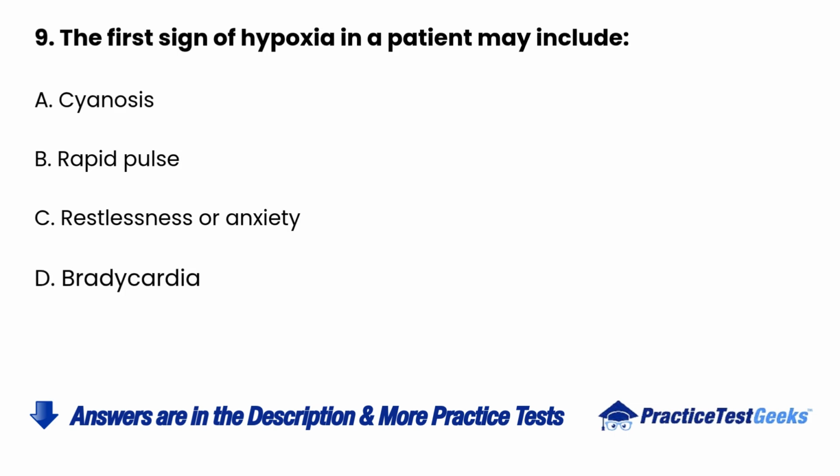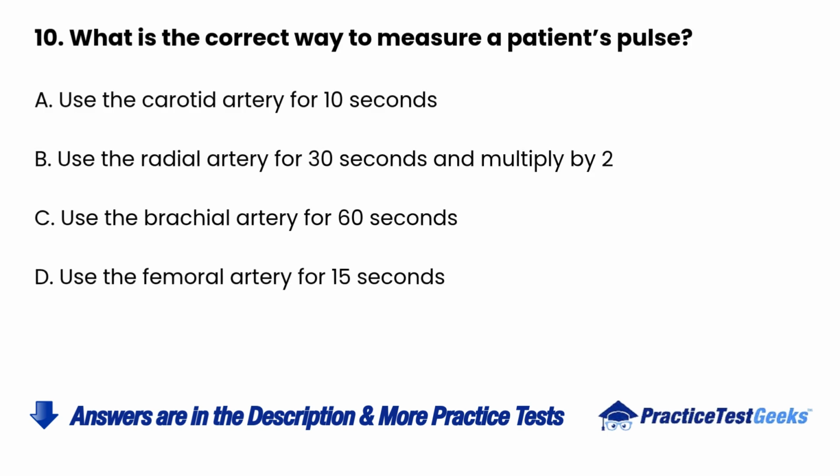9. The first sign of hypoxia in a patient may include: A. Cyanosis. B. Rapid pulse. C. Restlessness or anxiety. D. Bradycardia. 10. What is the correct way to measure a patient's pulse? A. Use the carotid artery for 10 seconds. B. Use the radial artery for 30 seconds and multiply by 2. C. Use the brachial artery for 60 seconds. D. Use the femoral artery for 15 seconds.